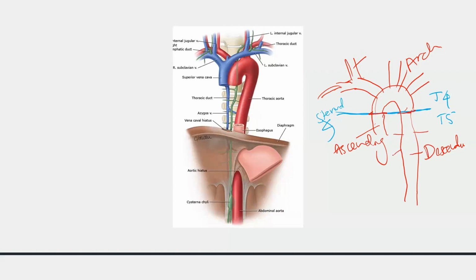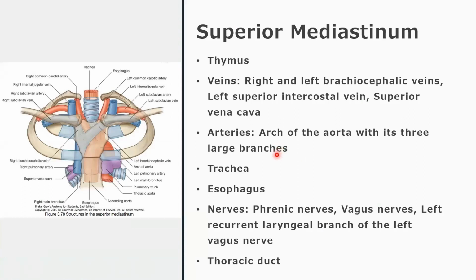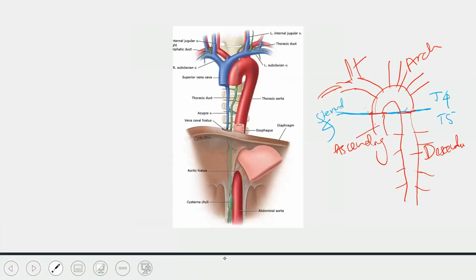So from the descending aorta, you have many branches to the lungs, the esophagus, and other structures of the thorax. So this is the part of the aorta in the superior mediastinum. Then you have the trachea and the esophagus posterior to the trachea. And you have some nerves, like the phrenic nerve, vagus nerve, and their branches. And lastly, you have the thoracic duct. Here, this is the thoracic duct.